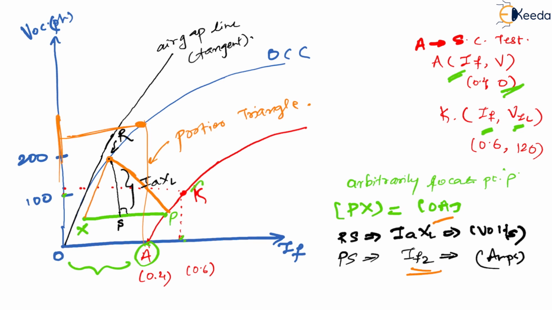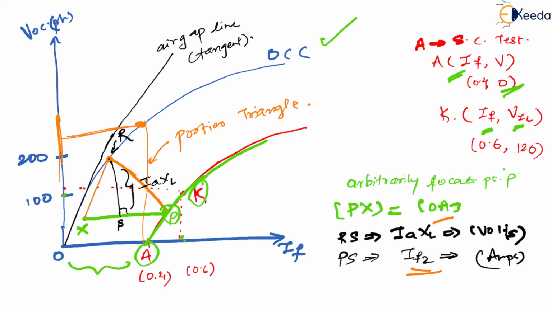Now once you get these 2 points, point A and point K, you please join them as if you are drawing something parallel to OCC curve. So as if you are drawing something parallel to OCC curve, you please join them like this. Now the moment you draw that parallel, then arbitrarily choose any point P anywhere. What did I say? Arbitrarily choose any point P anywhere. So for example, if you choose point P to be here, then what will happen?